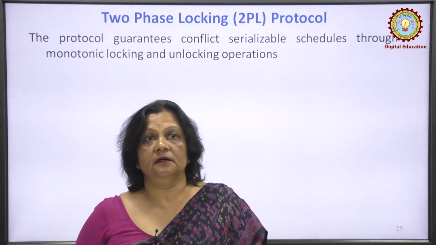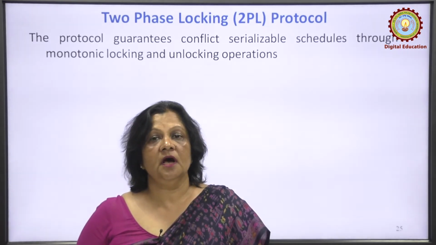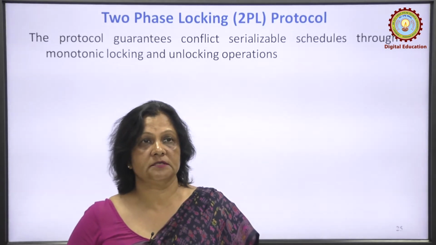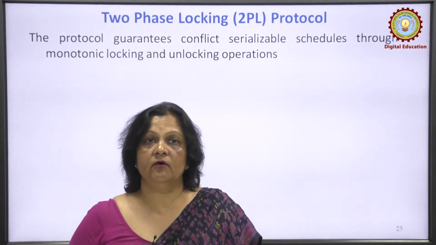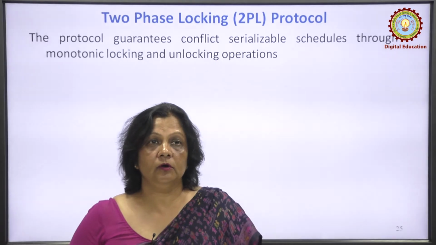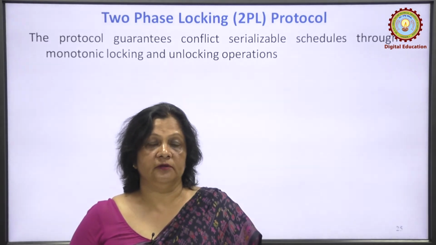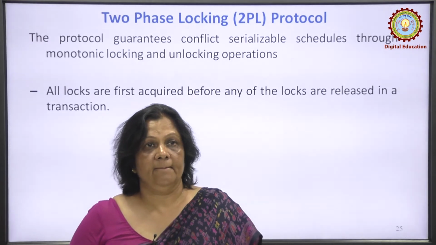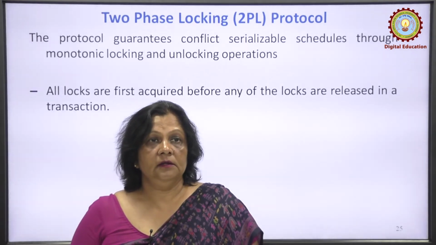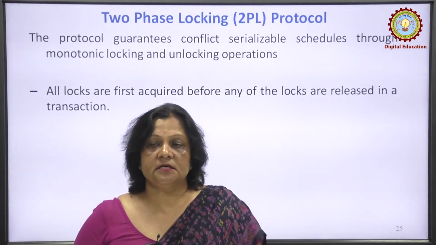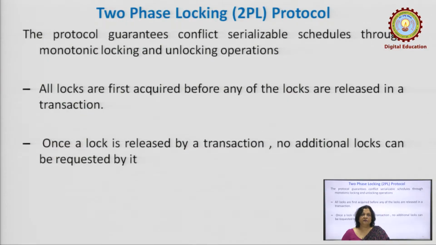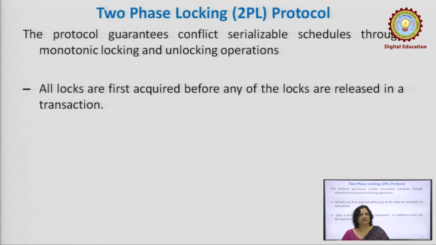So, we will study the two-phase locking protocol to see how the positioning of the locks should take place. This protocol guarantees conflict serializable schedules, which we have already studied earlier, through the monotonic locking and unlocking of the data items. All the locks are first acquired before any of the locks can be released in a transaction, and after any of the locks has been released in a transaction, no additional lock can be requested by the transaction.